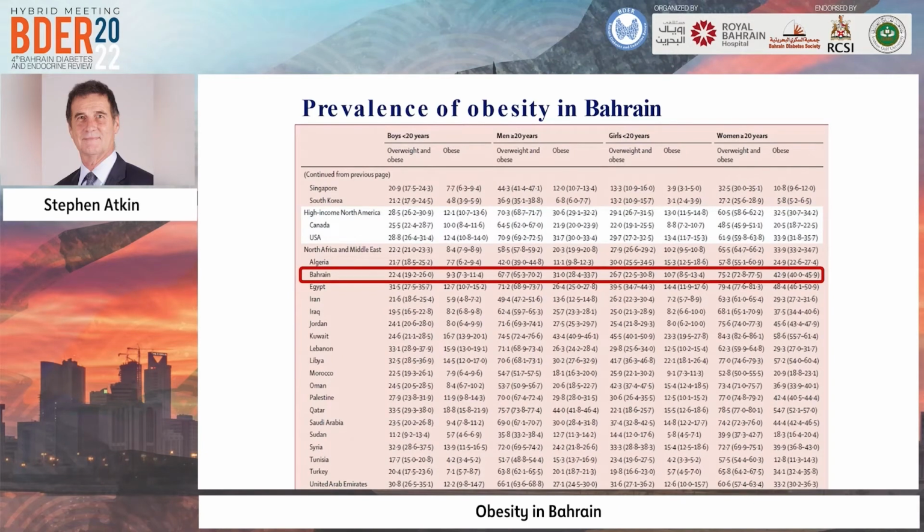But if we look specifically now at the prevalence of obesity in Bahrain, what we can see is that for boys aged less than 20, those who are overweight and obese are around 22.4%, and those who are obese, 9%, whereas when one looks at girls, the same age group, less than 20 years, 26.7% of girls were overweight and 10.7% were obese. If one then looks at men over the age of 20 years, you can see there's a marked increase, with those who are overweight and obese at 67.7% of Bahraini men. It accounts for 31% of whom are obese, and for women 75% were overweight and obese, with nearly 43% being genuinely obese, which are huge figures.